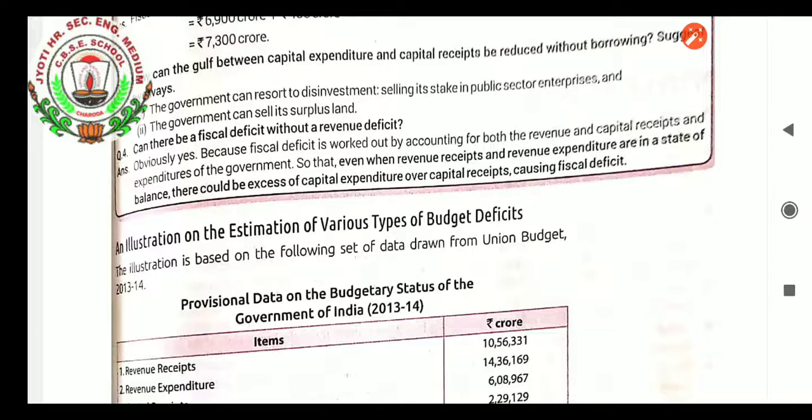In fiscal deficit, total expenditure and total receipts are taken. In the total receipts, we take capital plus revenue receipts, whereas in the total expenditure we take capital expenditure plus total revenue expenditure. Revenue deficit is only revenue expenditure minus revenue receipts, so it includes only the revenue parts. Fiscal deficit includes total receipts and total expenditure, with capital also included along with revenue. So fiscal deficit is more than the revenue deficit. Revenue deficit is a small part of fiscal deficit.